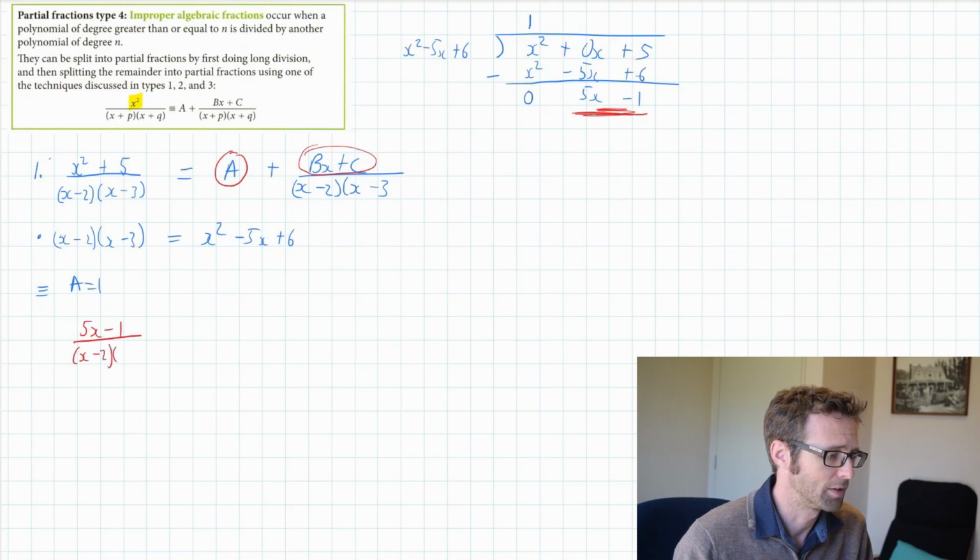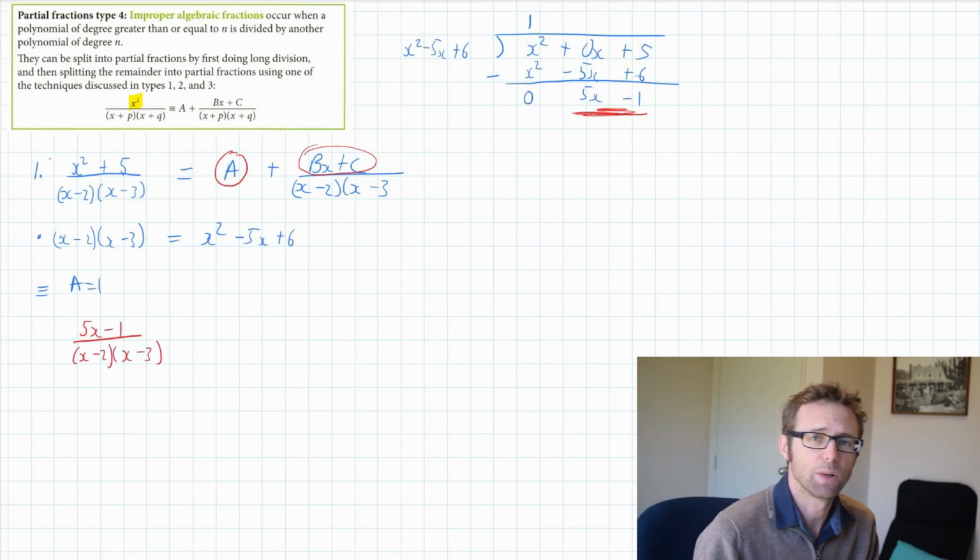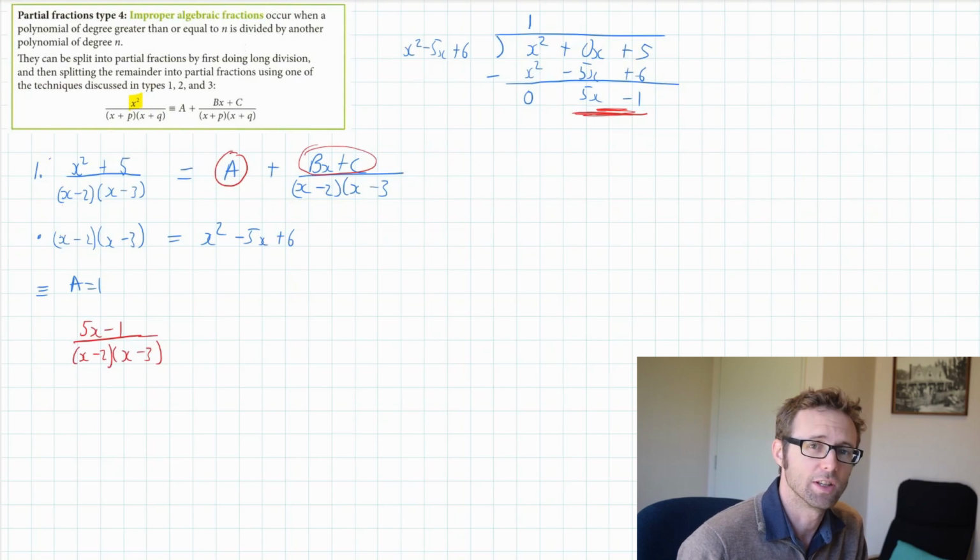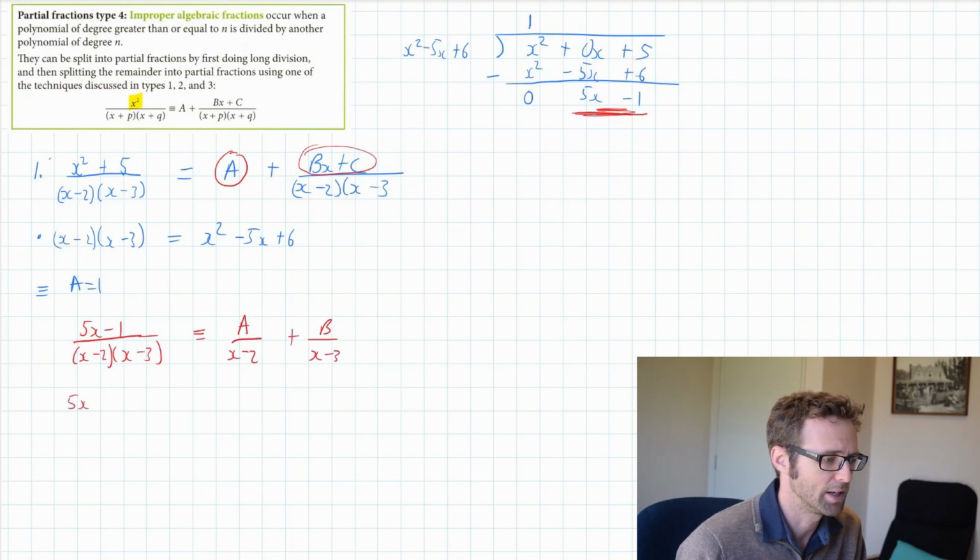We're going to try and split this up into partial fractions using the techniques we've earlier done. This looks like a type 1 to me, so I'm going to express this as a new, different a this time, over x minus 2, plus b over x minus 3. If that's the case, my numerator 5x minus 1 is going to be equal to a times x minus 3, because we're cross multiplying, remember, plus b times x minus 2.